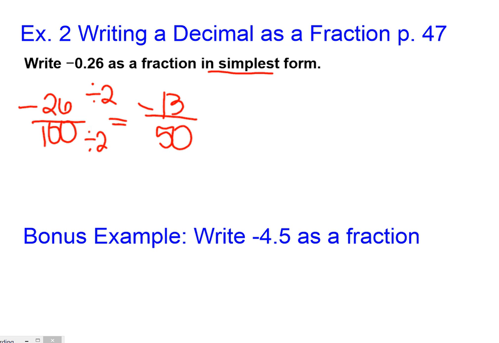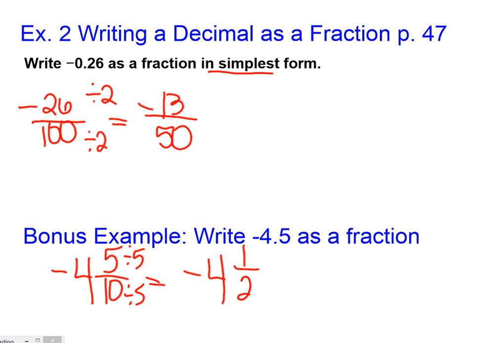A bonus example that I'd like to include is negative 4.5, and we need to write that as a fraction as well. Now, negative 4 means you have 4 whole numbers, and then .5 is 5 tenths. So I'm going to rewrite this as negative 4 and 5 tenths. From here, all I need to do is reduce the fraction. I see 5 goes into both 5 and 10. So when I reduce it, it's negative 4 and the fraction becomes 1/2. So negative 4 1/2.